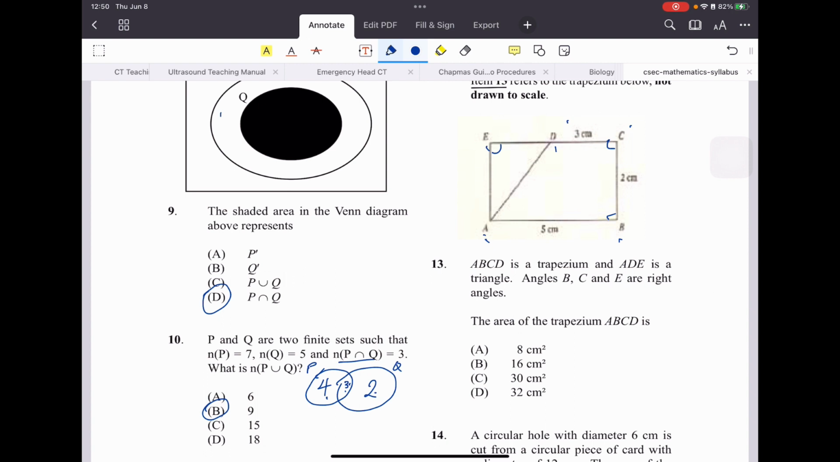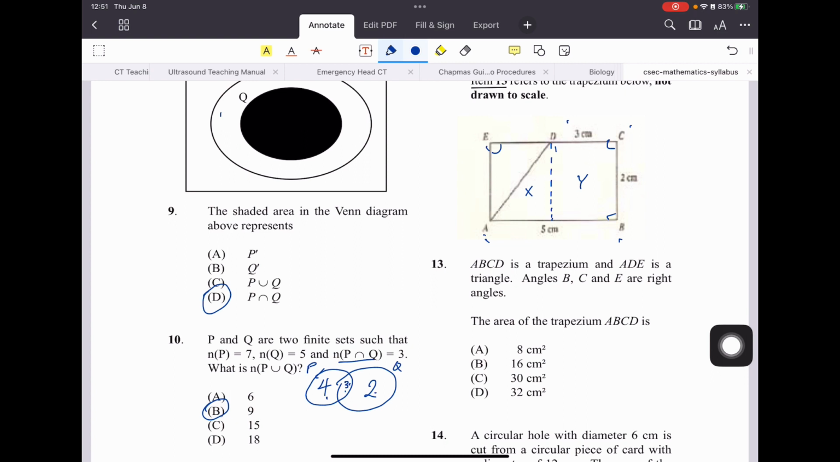So to find the area of a trapezium, the easiest thing to do is to make this a triangle. Alright, so now we have a triangle. I'm going to label this as X, and we have a rectangle, Y. So now we know how to find the area of a triangle, and we know how to find the area of a rectangle. So let's do the area of X, right?